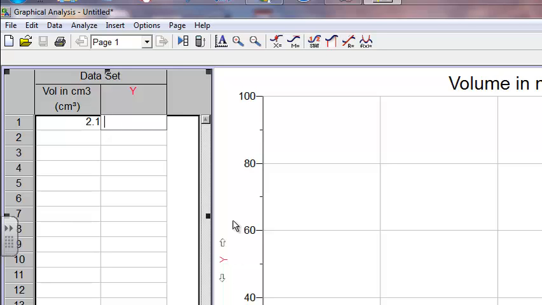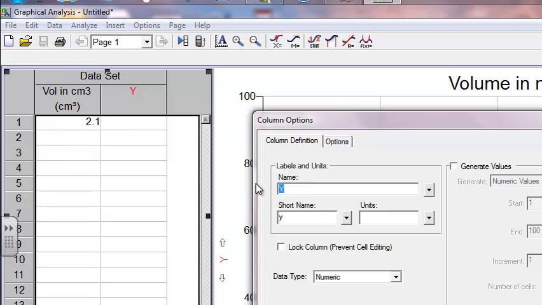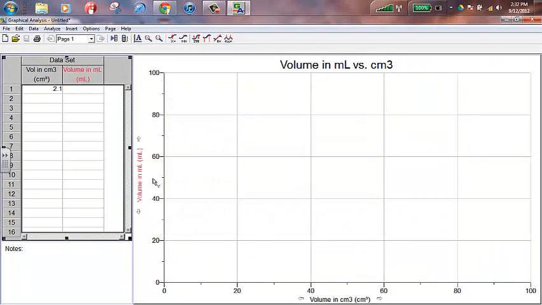Now, what's going to go on the y-axis, of course, is volume again, but it's going to be volume in milliliters. And I'll make a short name there. Notice I've got the m lowercase and the L capitalized, and I'm just going to put in units again. So my y-axis label populates there, and then the column heading populates here.